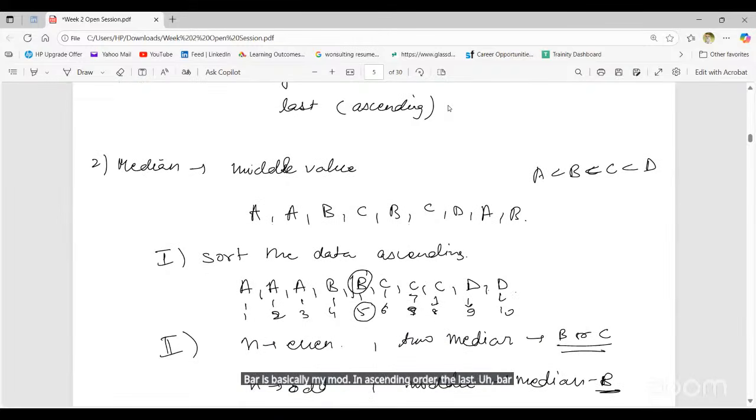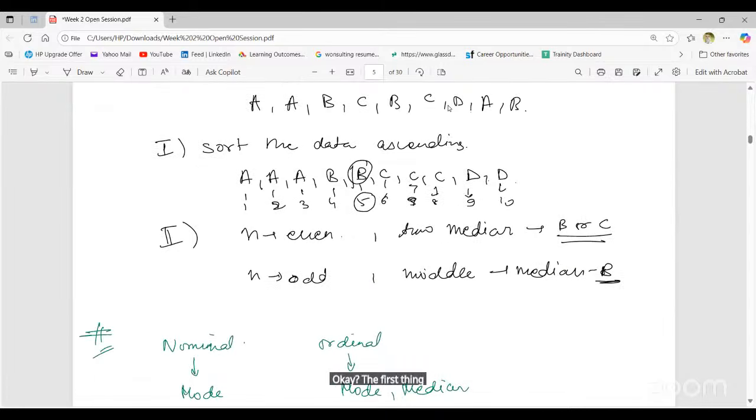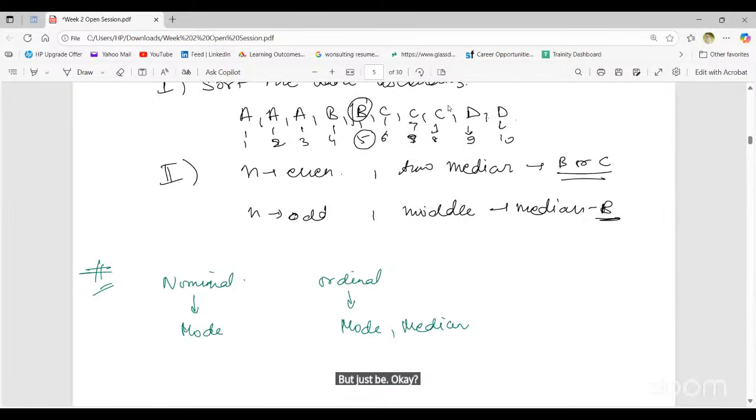Then what is a median? Median is the middle value, which divides the data set into two parts. The first thing for calculating the median is to sort the data in ascending order. The second thing is if n is even, we have two middle values, and if n is odd, we have only one median, the middle value. Okay. That was it for week 2.